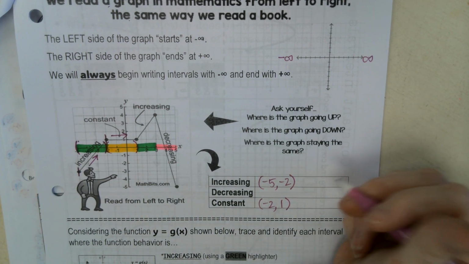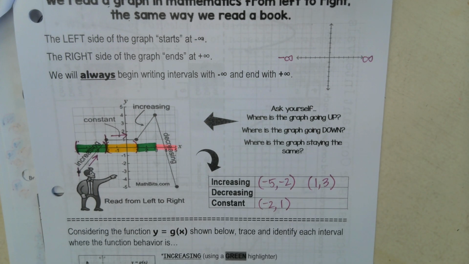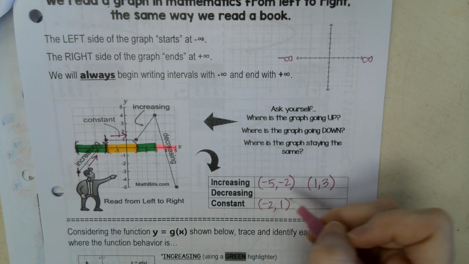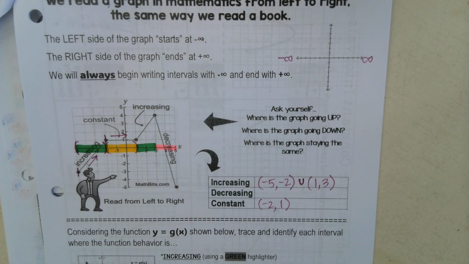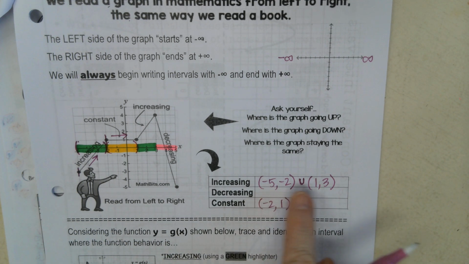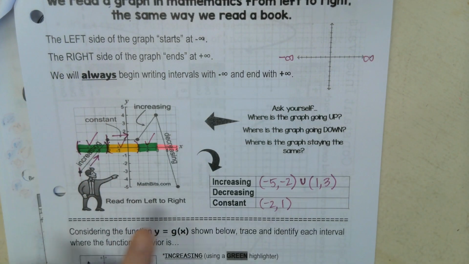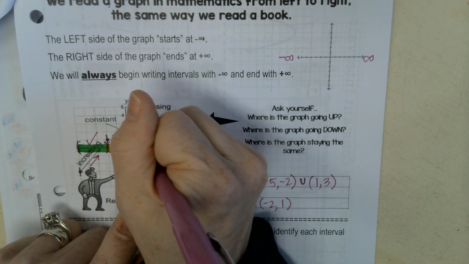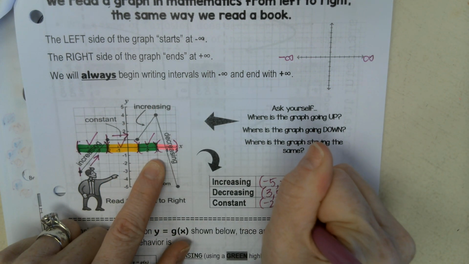And then it rises again. It increases again from 1 to 3. When I have more than one interval that does the same thing, I'm going to put this little U in between them. That U stands for union, and union means joining together. So I'm joining these intervals that are both increasing together. All right, so I've done these 3 intervals. So the last one is this interval of decrease, and it decreases from 3 to 5.